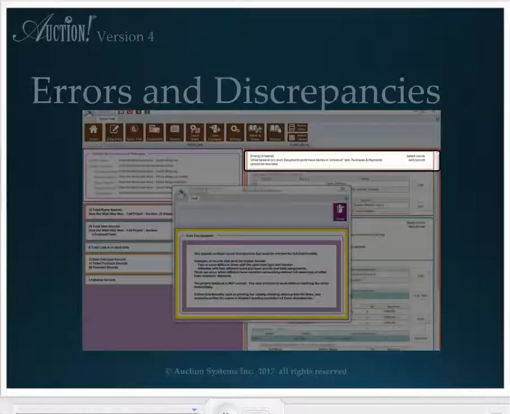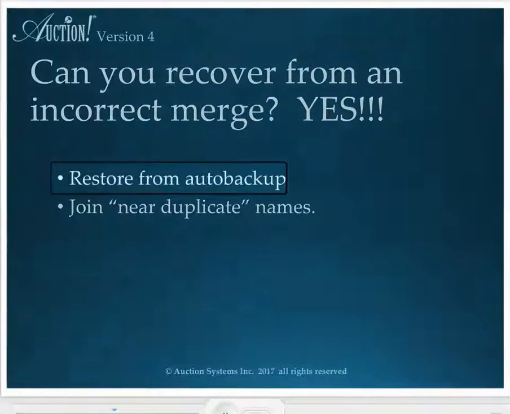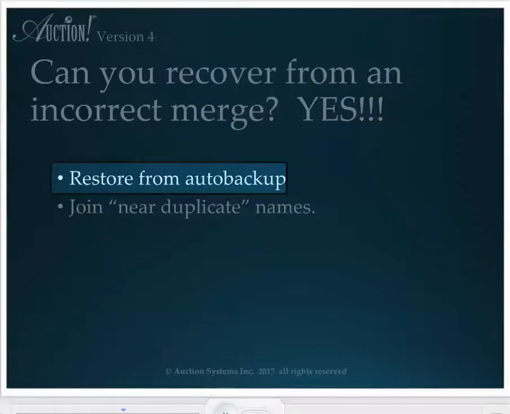What if you did not expect any errors and therefore you think you made some incorrect choices in the merge when you see a bunch of them? Or maybe you have no errors, but when looking over the project statistics on the home screen you do not see the additions you expected. Can you start over? Yes, you can, by restoring from an auto backup made for you by Auction before the merge. But you must recover before entering any new data.